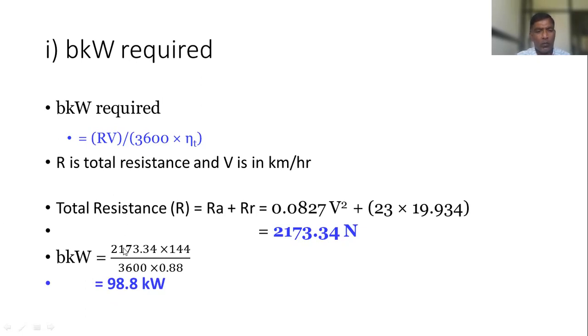So here, what is important in such type of numerical? After this formula, the units are written. V is in kilometers per hour, 144, that is directly mentioned there. And this one is the transmission efficiency, 88%. How we are writing 0.88, that you know. Accordingly, BKW is equal to 98.8 kilowatt.